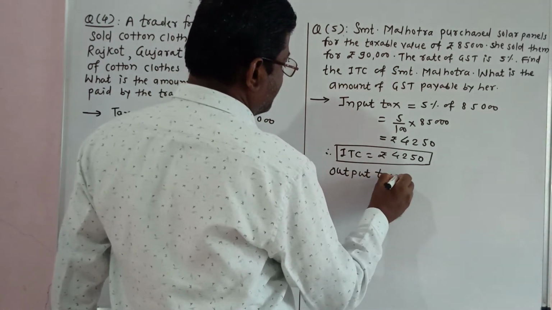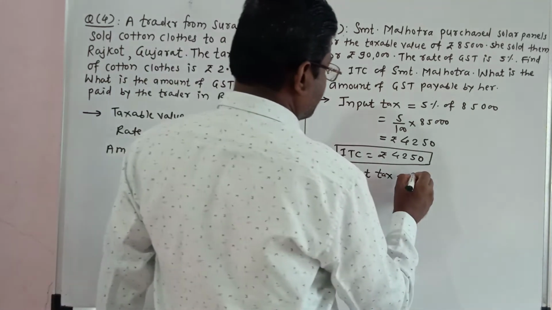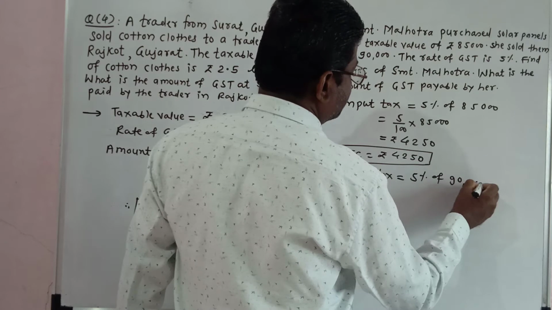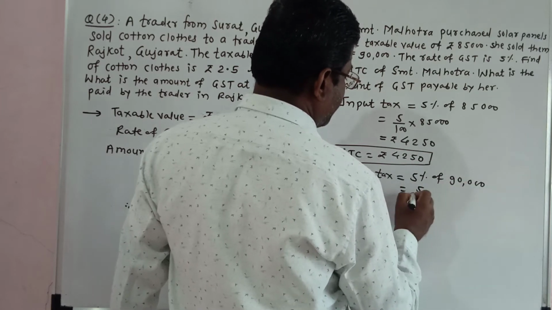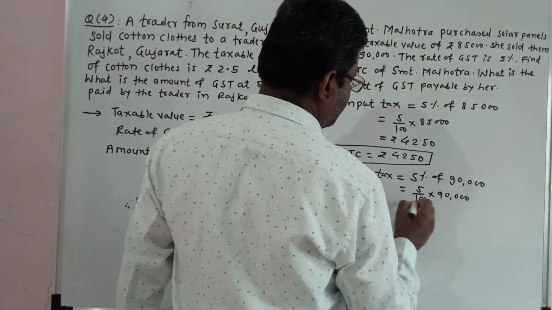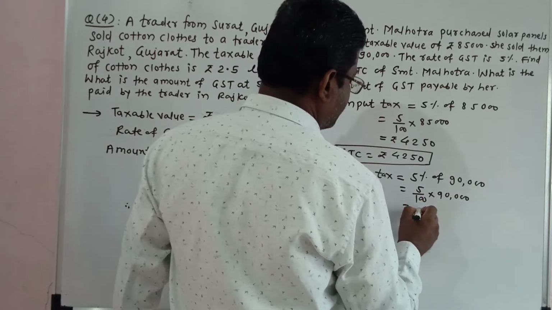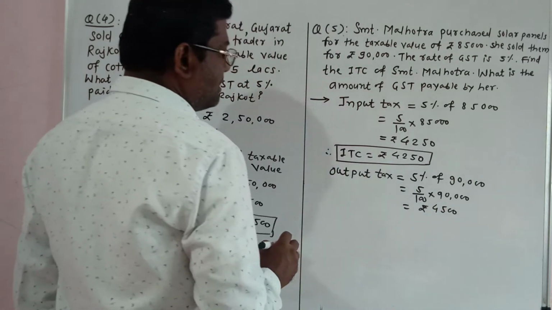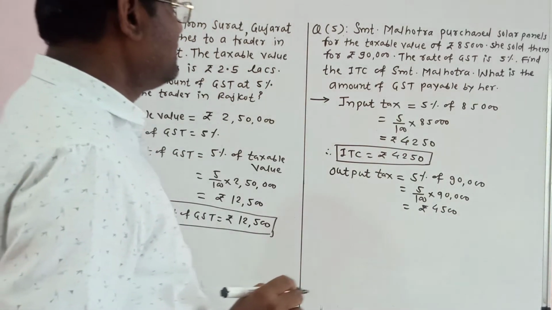Output tax is equal to 5% of 90,000, which is 5 upon 100 into 90,000, equal to rupees 4,500. This is the output tax.